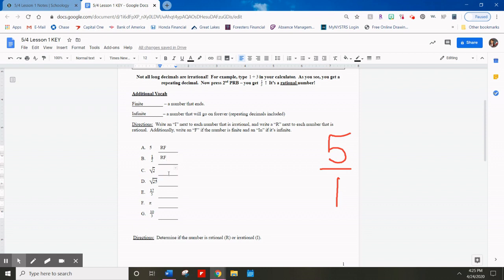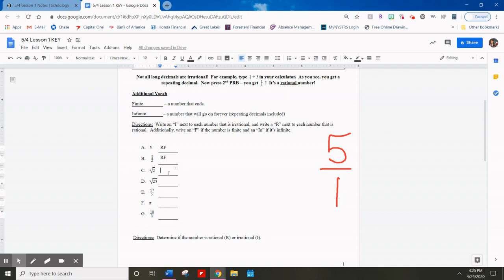The next one is the square root of 2. Now, if you forgot how to type the square root of 2 into your calculator, and again, I'm referencing the calculators that we use in class, you're going to press second, x squared, and then 2.